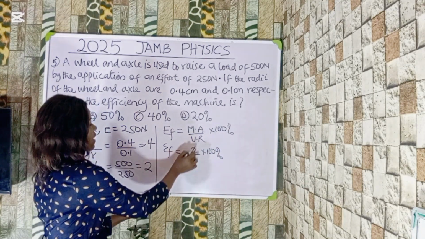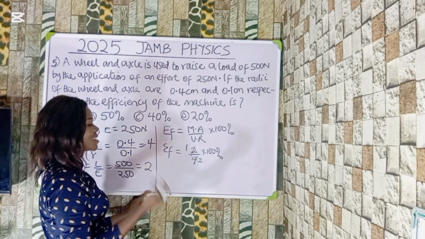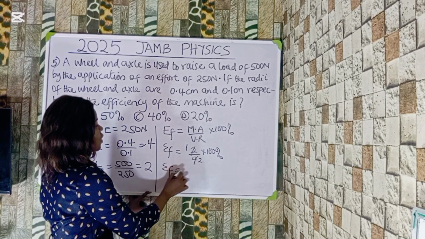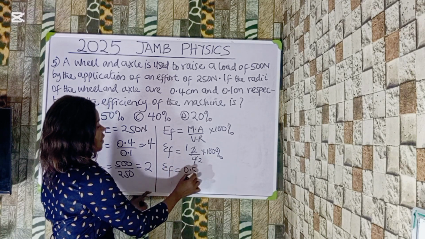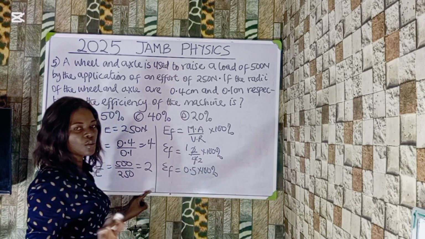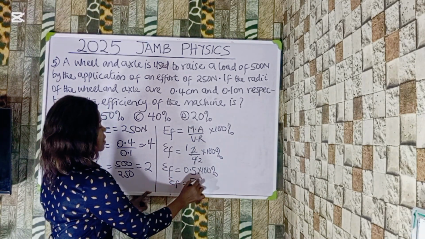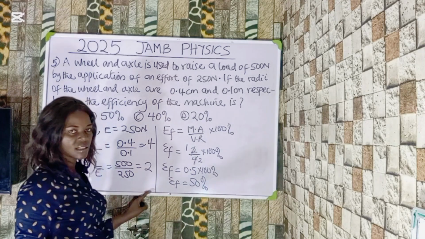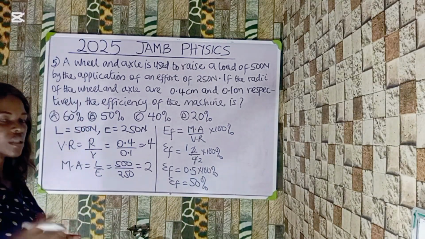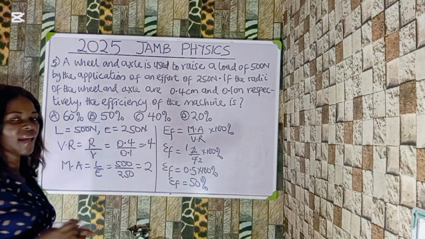Now 2 divided by 4, I'm going to have 0.5. Then efficiency is equal to 0.5 multiplied by 100%. By the time you multiply, the answer is going to give our efficiency to be 50%. Is that clear? Now from what we have in the options, the correct option to this question is option B. I hope that is clear.